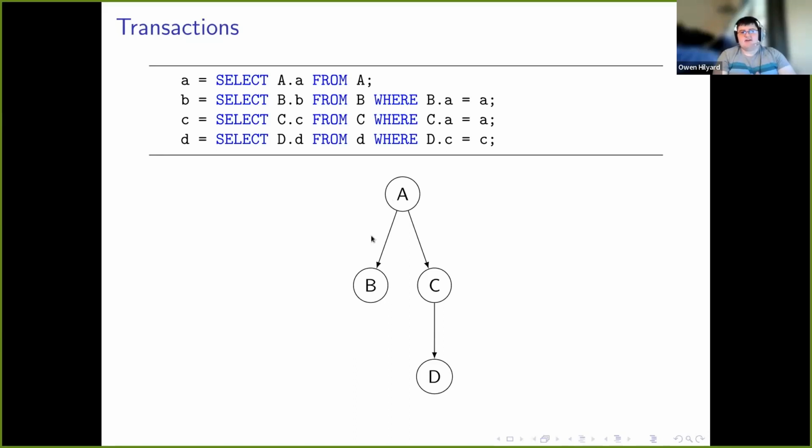So here we have a very simple SQL transaction. We have a table A, and we grab some data from it, and we use that to do some selects from tables B and C, and then we use some data from C to get D. And that forms this tree of data dependencies.